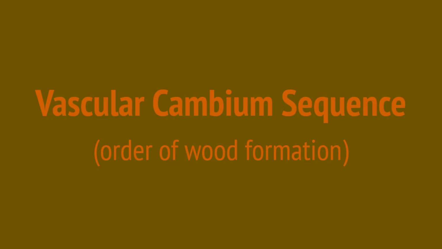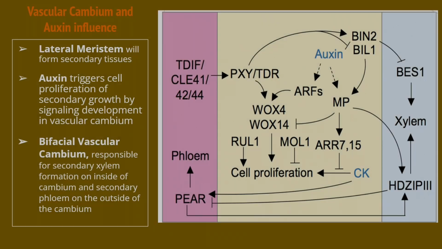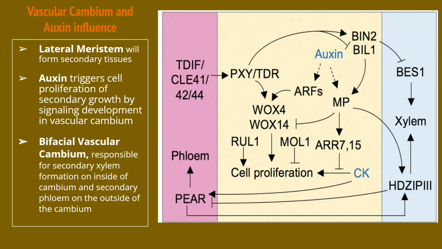So going into vascular cambium and the order of wood formation, we'll start with cell division. The lateral meristems will form secondary tissue for wood formation. Auxin triggers the beginning of secondary growth by signaling the development of the vascular cambium. Xylem and phloem will begin to grow out of the bifacial vascular cambium.